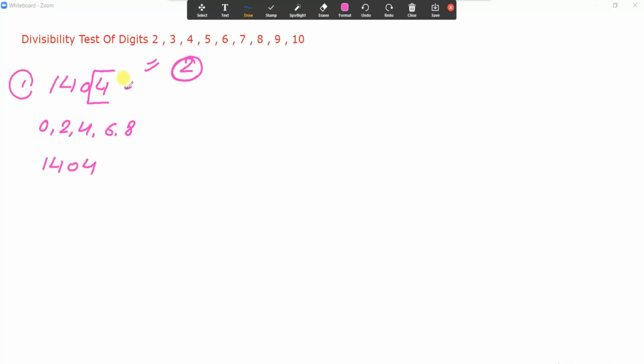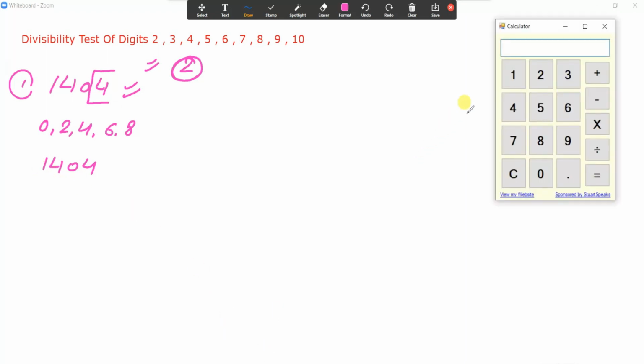I am confirmed that this number is divisible. How is it divisible? We can check in a calculator. Let us check here. We are going to check whether 1404 is divisible by 2 or not. So you can see here, exactly this number is divisible by 2.